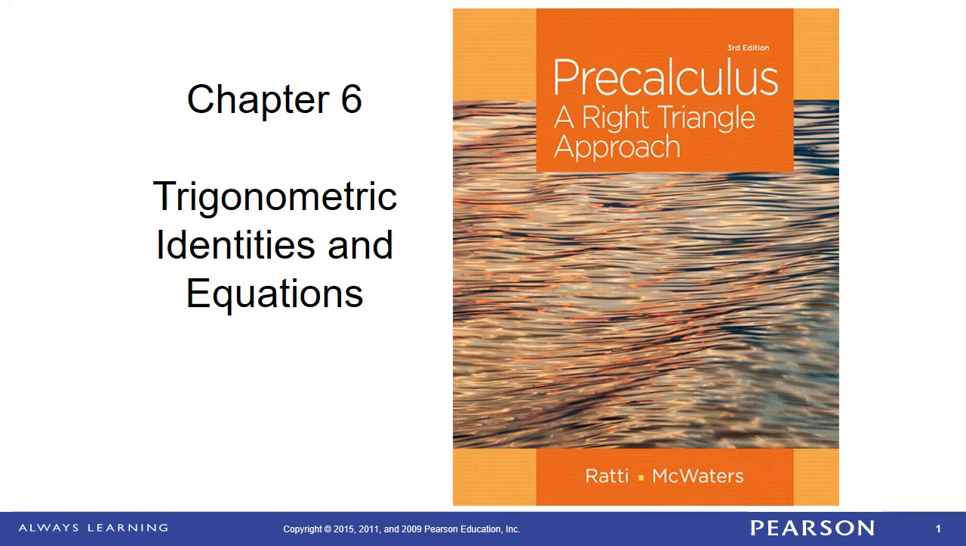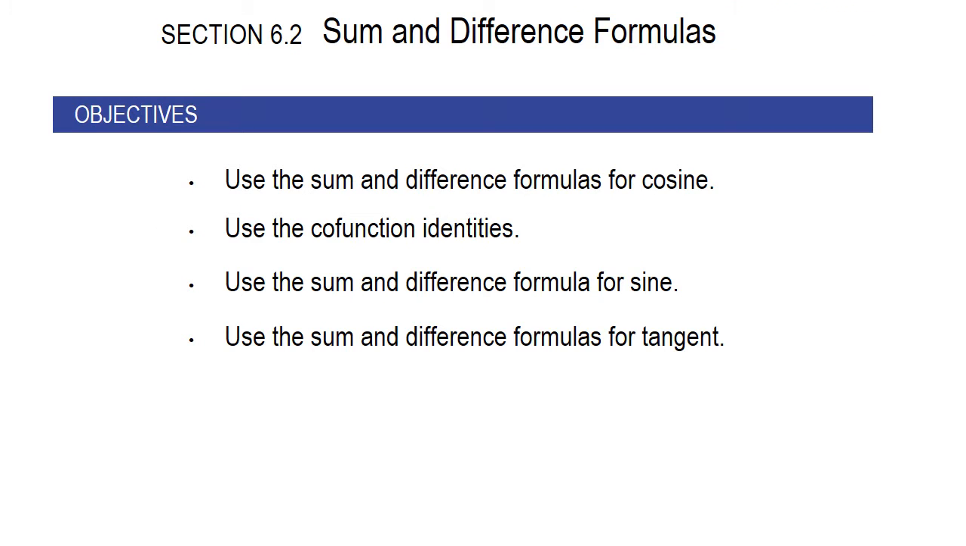All right, we are moving on to 6.2. We are still in chapter 6, looking at identities and how we're going to get closer and closer to these equations in order to solve equations in chapter 6. We're going to be looking at 6.2, something called the sum and difference formulas. And particularly, we're going to look at the sum and difference formulas for cosine first.